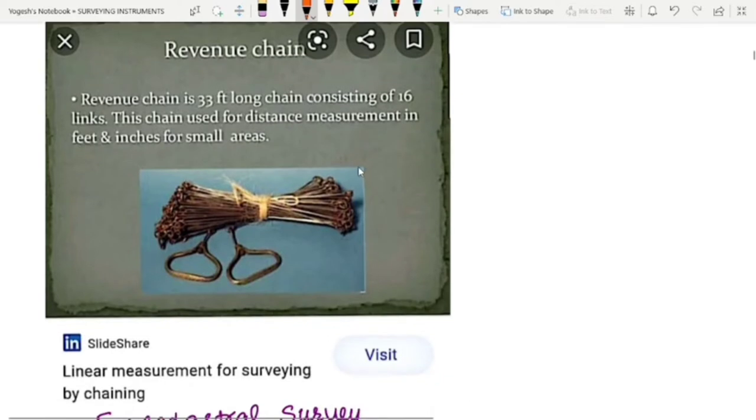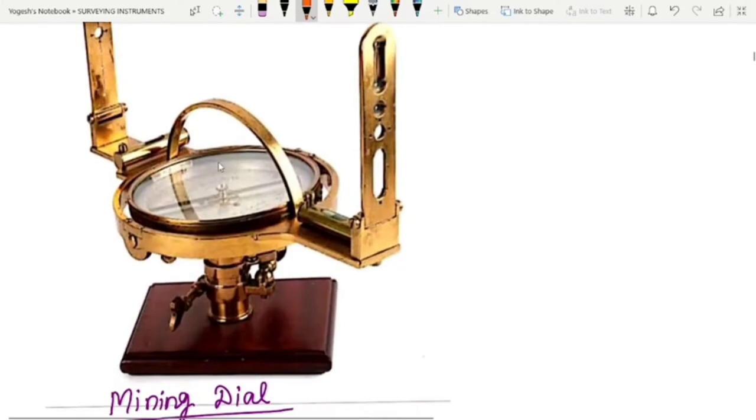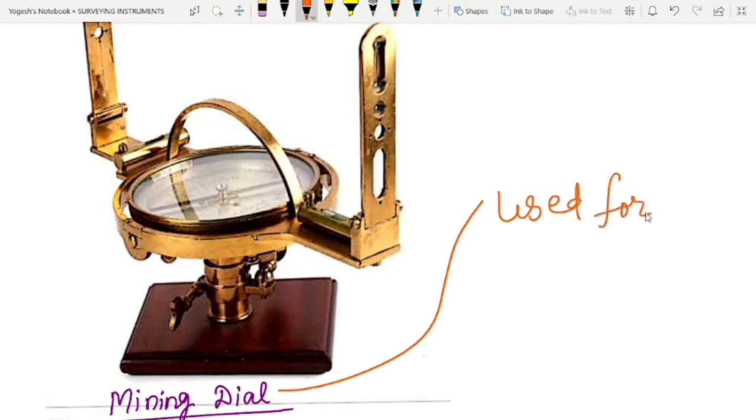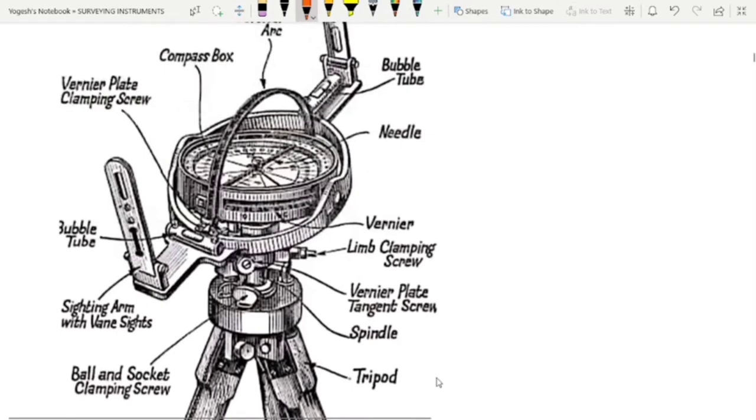This is the revenue chain, which was 33 feet long, having 16 links only, for the measurement of feet and inches for small areas. And this was also used for the cadastral survey, or you can say the revenue survey. This is a mining dial, a compass fitted with a telescope, or you can say this is mining dial used for the mining survey. So my dear students, this is also a mining dial, another type of mining dial.